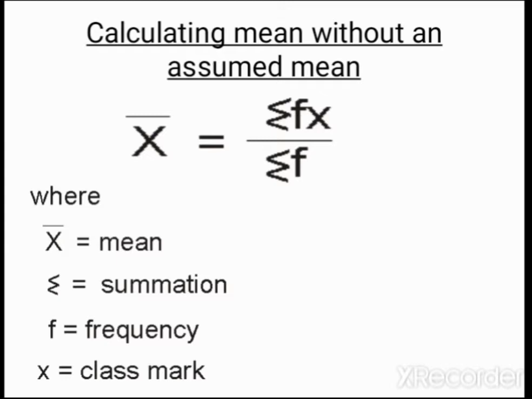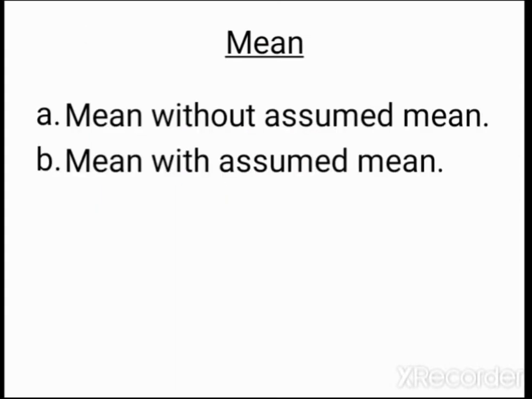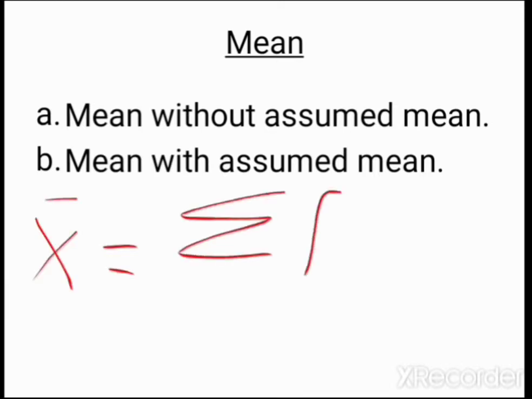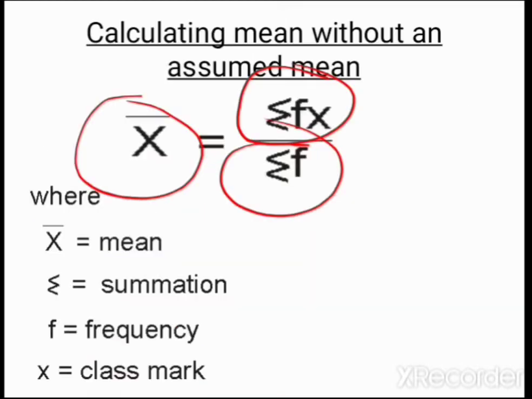The formula for calculating mean is what? It is x bar, which is mean, equals summation fx divided by summation f. That is the mean without assuming. x bar, which signifies mean, equals summation fx all over summation f. So this is the formula for calculating mean for grouped data without using the assumed mean. When we get to the assumed mean, I will differentiate between the two methods.